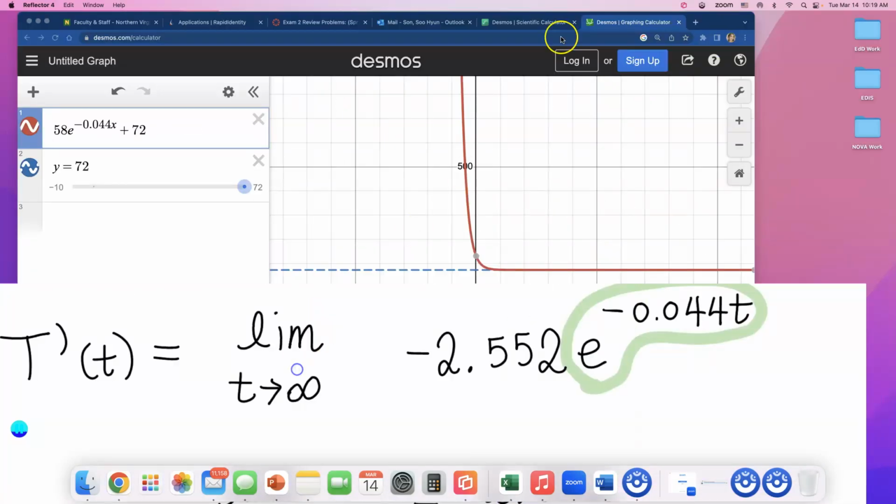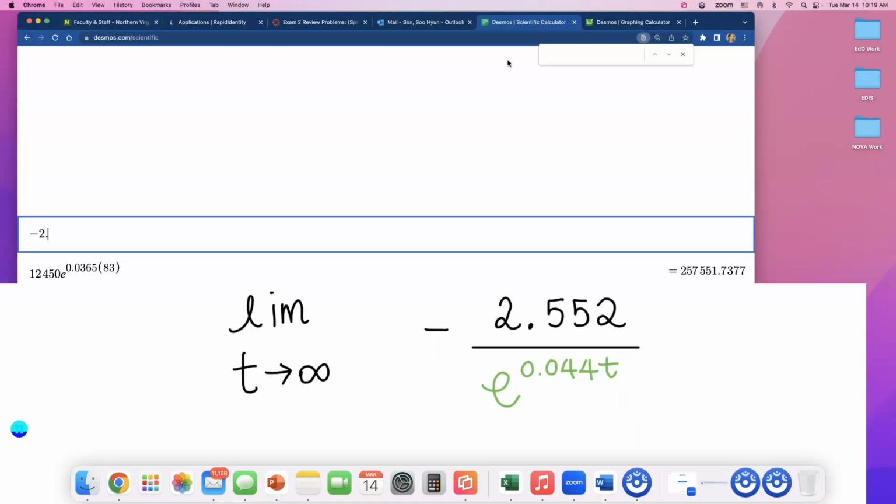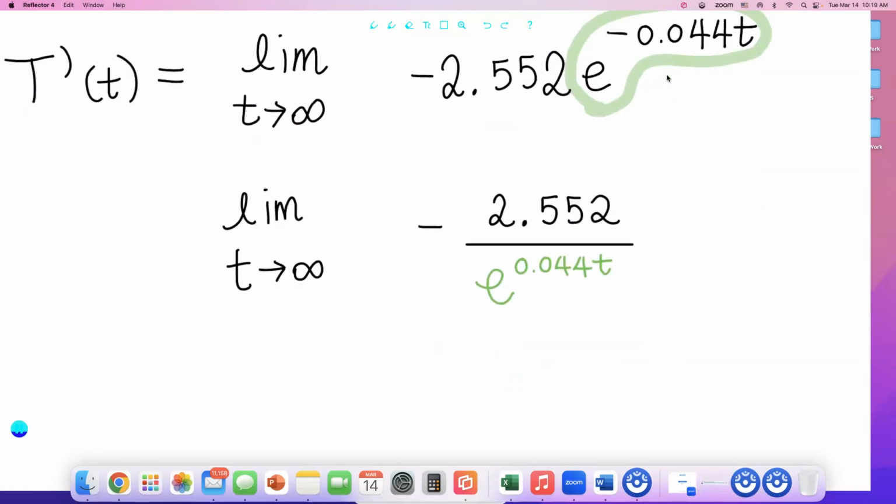So let me try that, okay? So over here, let's try. What will happen if you do negative 2.552 divided by a really big number? See what it is approaching? It's approaching 0. Well, from the negative side, but it's really getting close to 0, right? So the limit of this fraction is equal to 0. Okay, this is equal to 0.